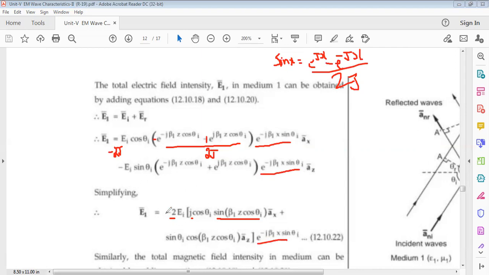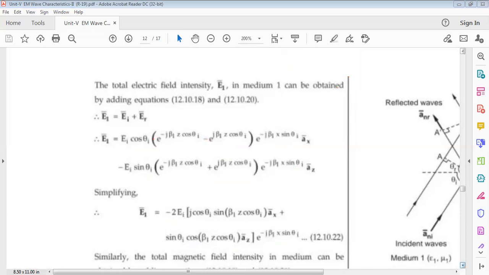And in the second term, minus EI, this becomes a cos function because it's a plus here for the terms divided by 2 and multiplied by 2 here. So 2 is already common with EI here, sin theta I, and this total term becomes cos beta 1 z into cos theta I az bar. Here az bar is there.